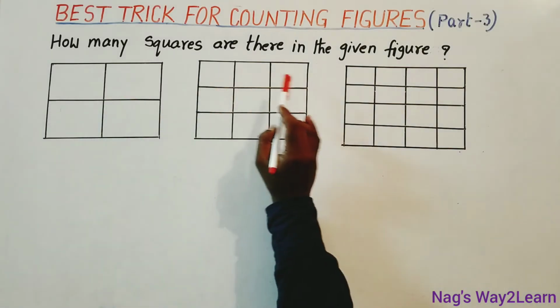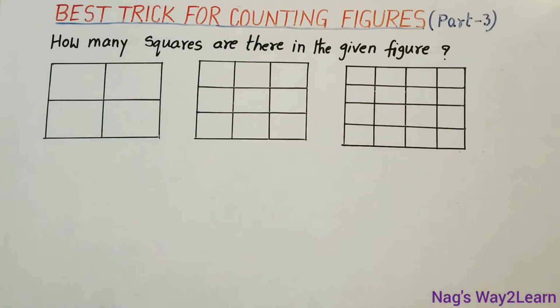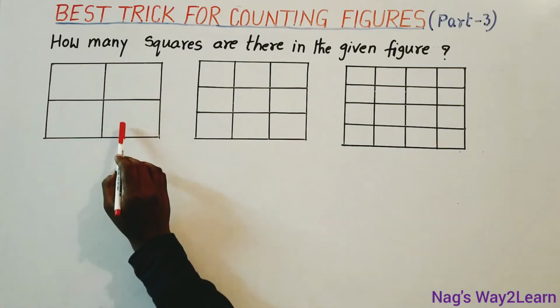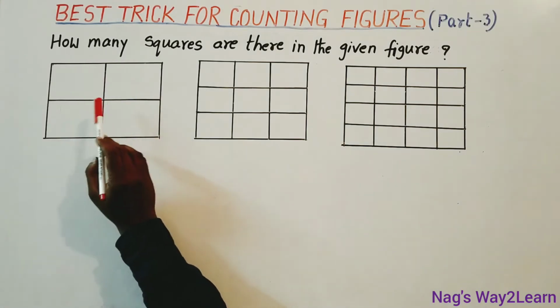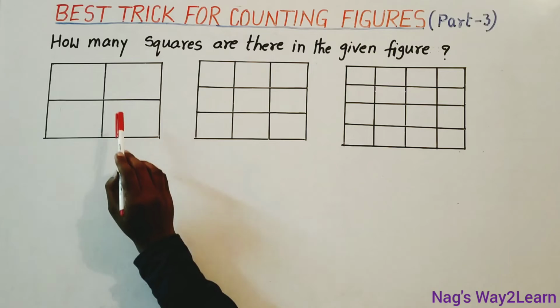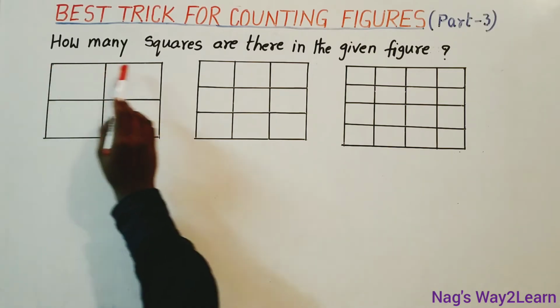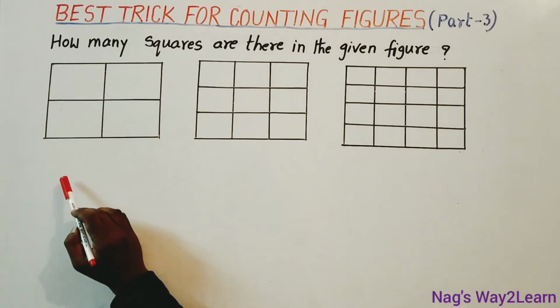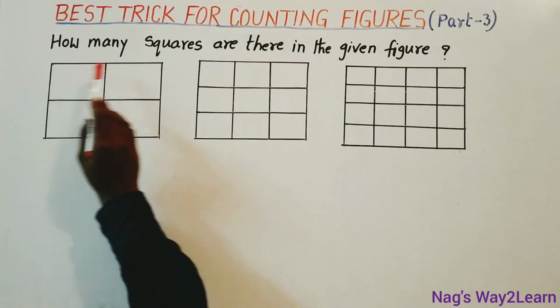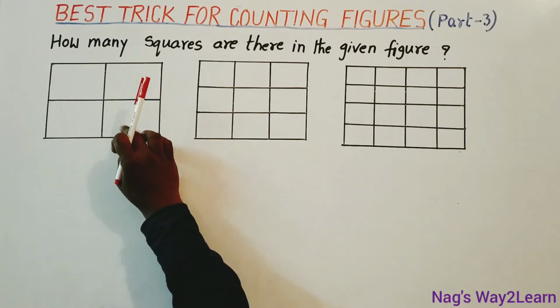How many squares are there in the given figure? To find the number of squares here, you can easily count. 1, 2, 3, 4, and this is the big square. So totally 1, 2, 3, 4 and 5. Totally there are 5 squares.